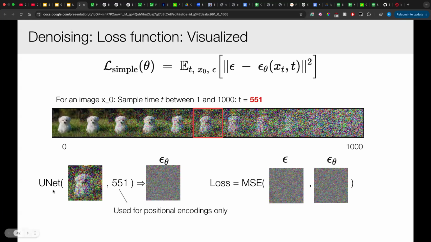So again, our U-Net model, the input to the model itself, like the first input layer, only takes an image as an input, but we still use the time steps, so in this case 551, for those positional encodings. And so the U-Net model outputs epsilon theta, and the loss is the mean squared error between the actual noise, epsilon, and epsilon theta. And visually, we can't really tell the difference, but the model can.